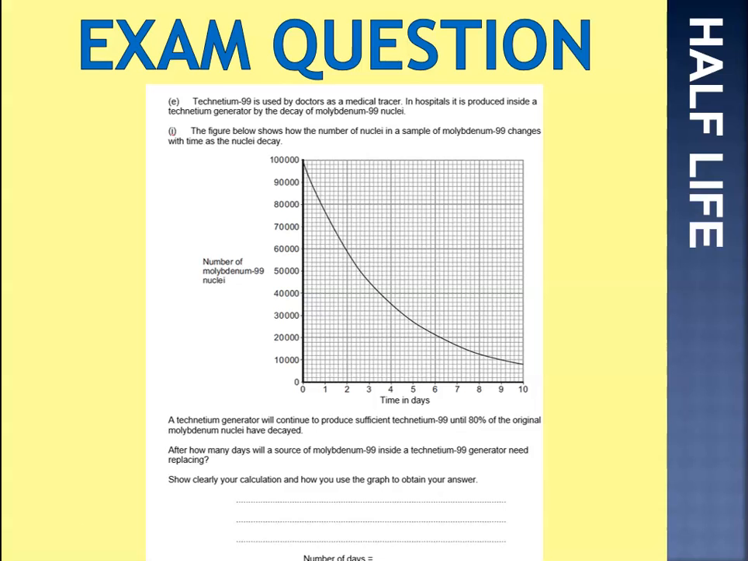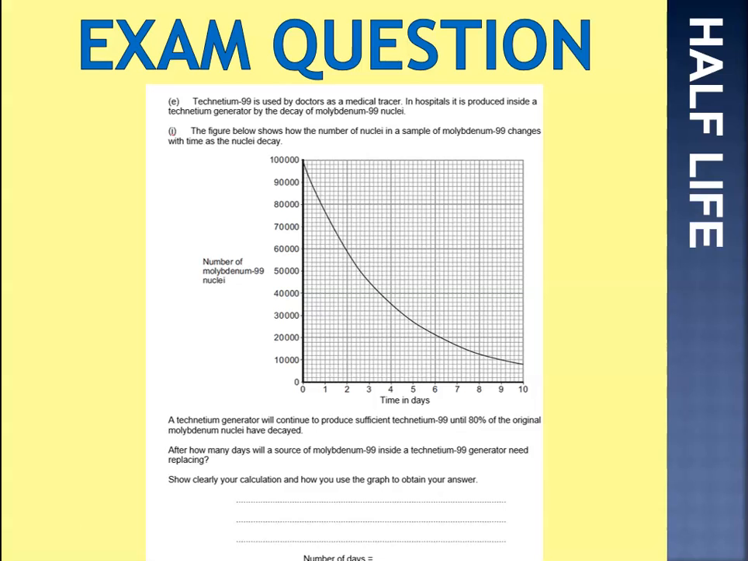Okay, so technetium-99 is used by doctors as a medical tracer. In hospitals, it's produced inside a technetium generator by the decay of molybdenum-99 nuclei. Lots of big words there, just need to know that they are atoms. The figure below shows how the number of nuclei in a sample of molybdenum-99 changes with time as the nuclei decay. A technetium generator will continue to produce sufficient technetium-99 until 80% of the original molybdenum nuclei have decayed.